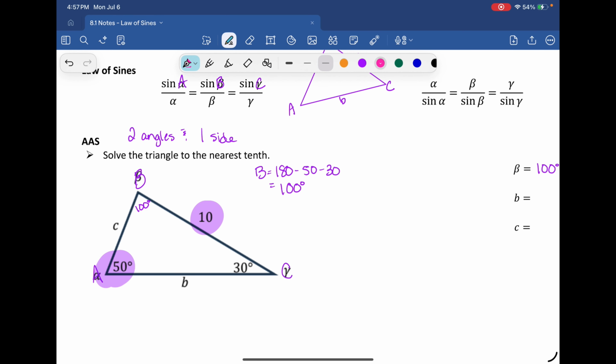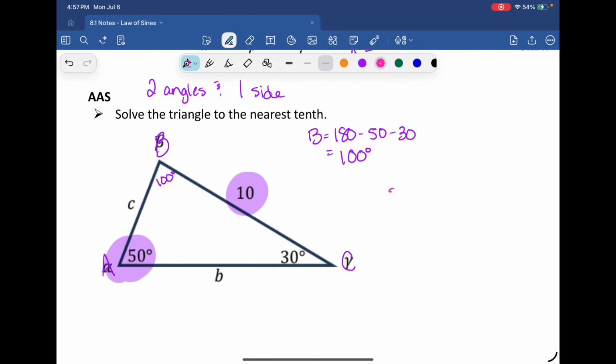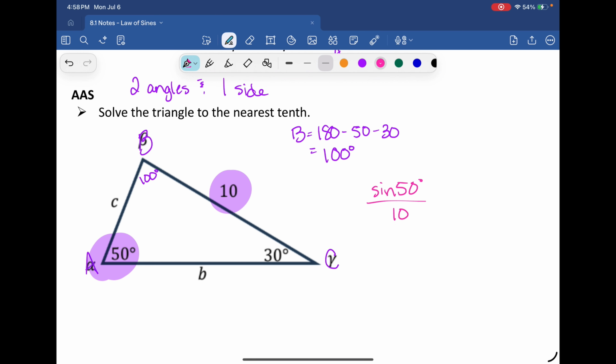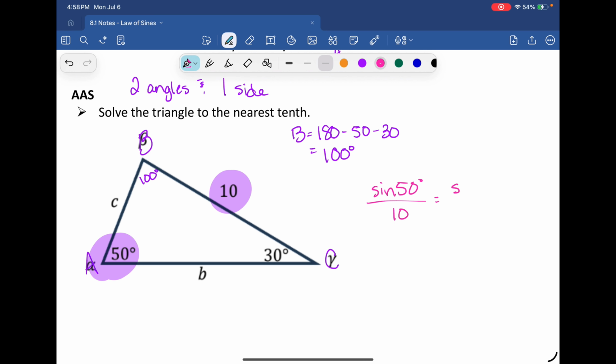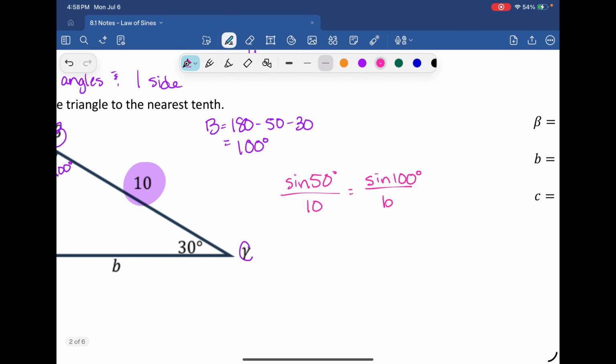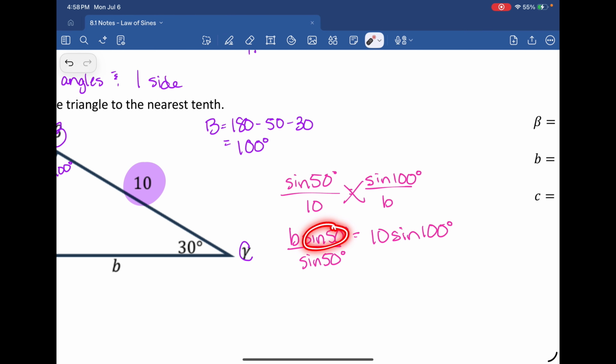So the first half of my proportion, using law of sines, is sine 50 degrees over 10. Sine A over A. Let's say we find side B first. So that's going to equal sine 100 over B. Cross multiply. B sine 50 equals 10 sine 100. We're going to divide by sine 50, because sine 50 is a number. I don't know what it is, but I know it's a number.